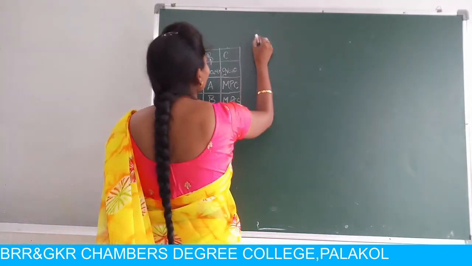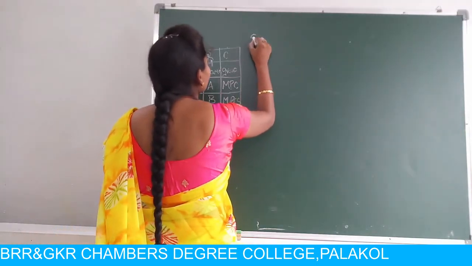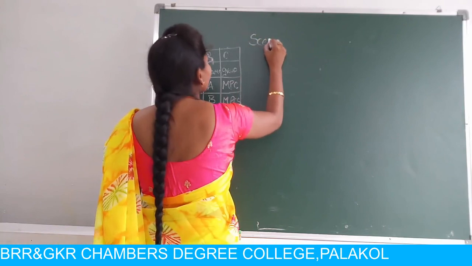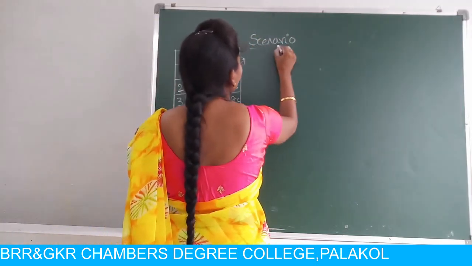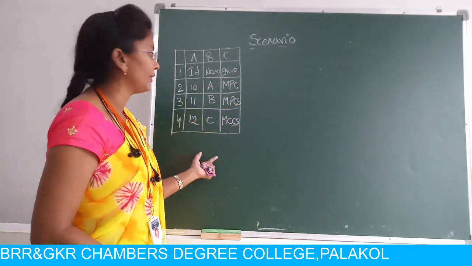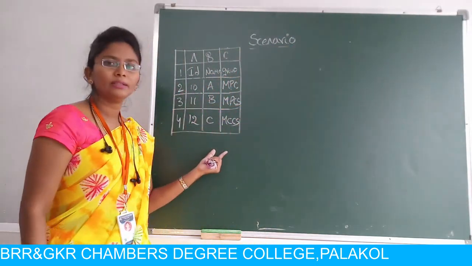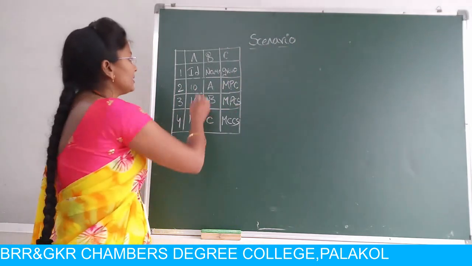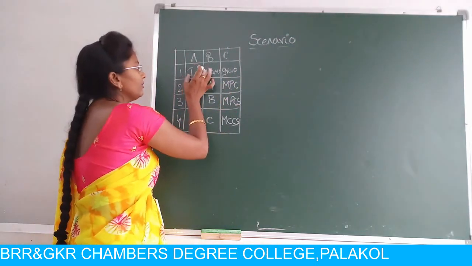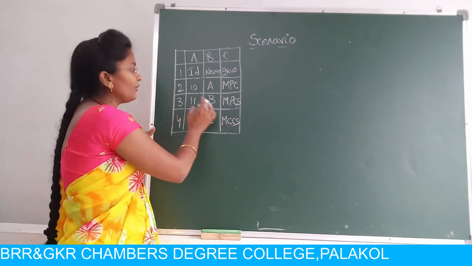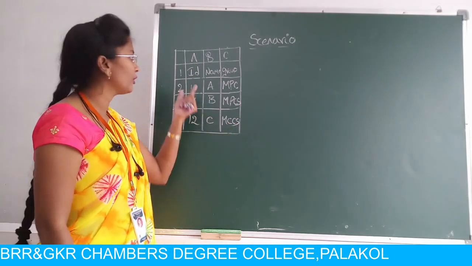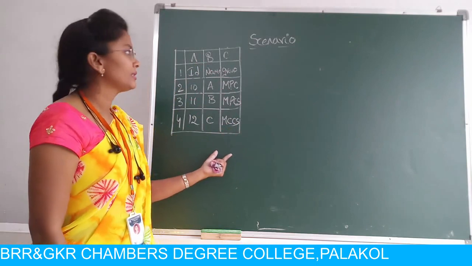And here, scenario: how to create an Excel scenario. After entering the data in the Excel sheet, select the data. Click on the A1 cell and drag towards the C4 cell. If you are dragging towards the C4 cell, then automatically the data is selected.